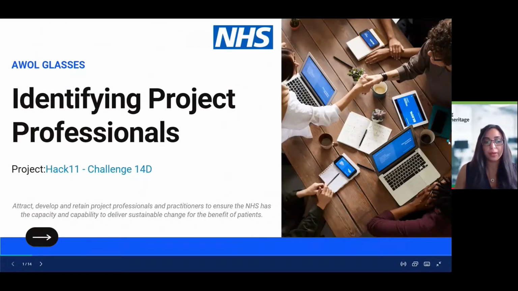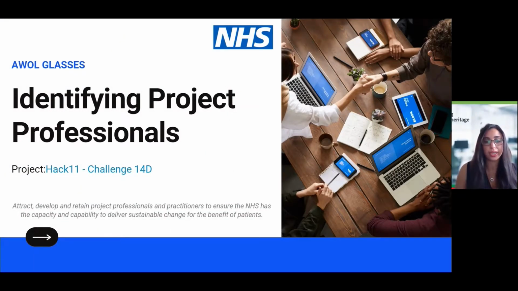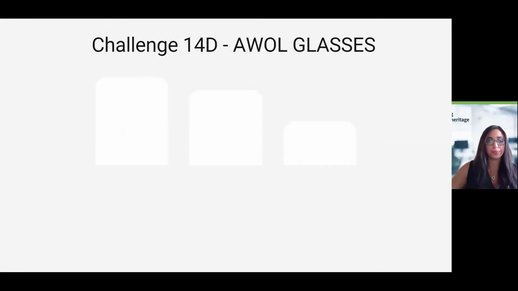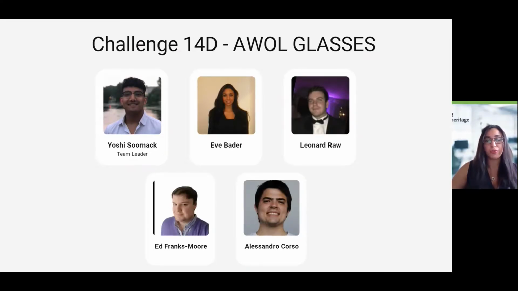Attract, develop, and retain project professionals and practitioners to ensure the NHS has the capacity and the capability to deliver sustainable change for the benefit of patients. This is our team, Challenge 14D, AWOL glasses.